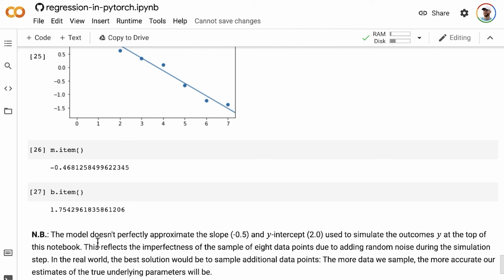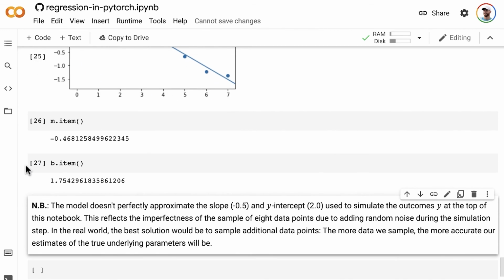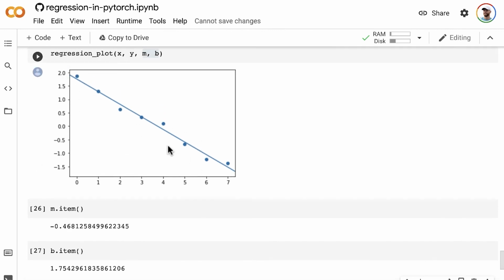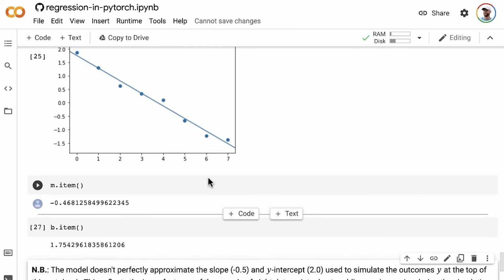And the reason why our model might not ever be able to get there is because our sample of 8 data points is imperfect. So we added random noise during the simulation step. In that step at the top of the notebook that I just showed you, we added noise, which gave some jitter to our data points around this line. And so given that, our model has really fit as well as it could, given that random noise. In the real world, the best solution would be to sample additional data points. So not just 8, but 16 or 80 or 800 or whatever you can do. The more data that you sample, the more accurate your estimates of the true underlying phenomenon parameters will be.